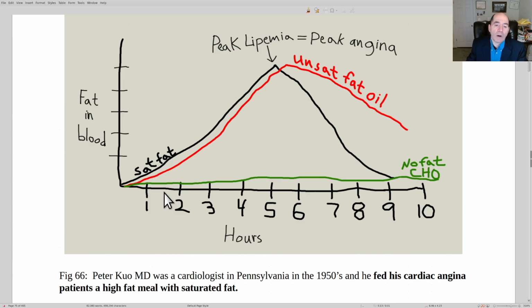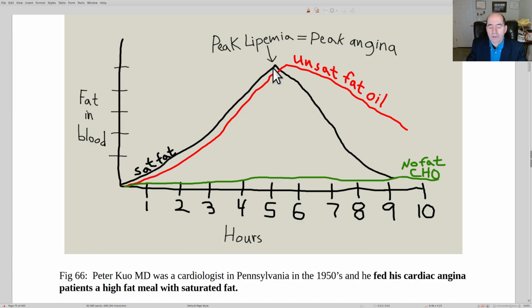And what he found was the lipid levels in their blood would rapidly go up after eating a high-fat meal with saturated fat. And in particular, by about 3 hours, it was pretty high. Stayed pretty high till about 7 hours. Okay, here's the peak around 5 hours or so. And the point was the patients would get angina. That means chest pain from the high-fat meal right when the lipids were highest in the blood, consistent with the lipids causing decreased oxygen delivery to the cardiac muscle.